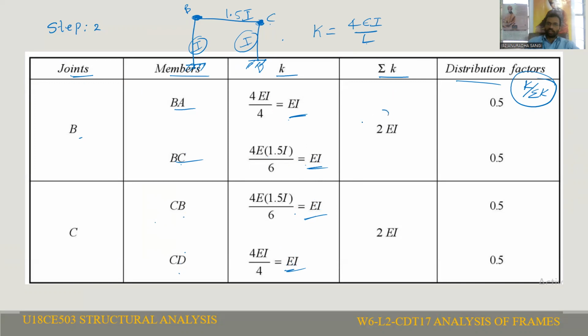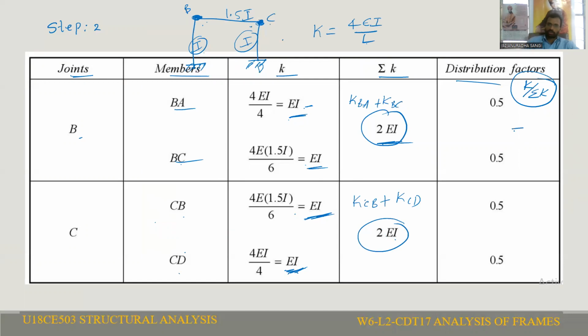Now we have to calculate the joint stiffness at joint B. For joint B, two members are meeting, BA as well as BC. So stiffness of BA plus stiffness of BC will be your joint stiffness. So KBA plus KBC, EI plus EI, 2EI is the joint stiffness. Coming to joint C, you need to add the summation of the member stiffness, KCB plus KCD. KCB is equal to EI, KCD is equal to EI. So that is your 2EI, the joint stiffness.